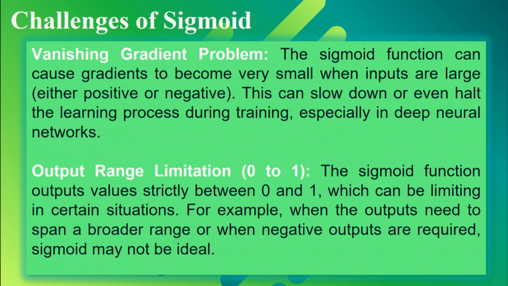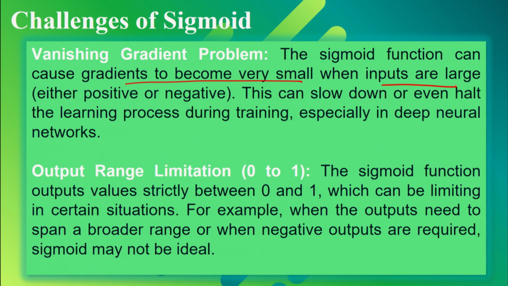Moving on to the challenges of a sigmoid function, now we will discuss the various limitations of the sigmoid function when we are applying it in the real world. First one is the vanishing gradient problem. Here the issue is that if the sigmoid function is applied to any larger values, whether positive or negative, this will eventually slow down the learning process, especially during training in deep neural networks. So, here we need to understand that the gradients will become very small when the inputs are large.